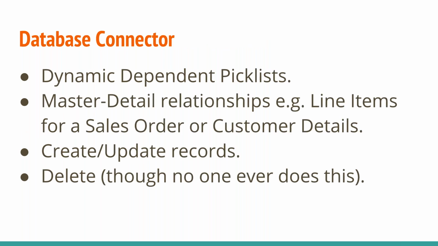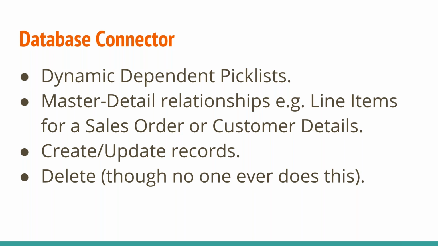So the first thing is, what are customers using the database connector for? We already talked about the first two things, dynamic and dependent pick lists, which are among the most common use cases. We're going to look at that. Master detail relationships. Examples are line items for a sales order, which is an example we're going to see, and then customer details. So I pick a customer, and want to see all the detailed information about that customer. This is an example that we'll try to see if we have time to take a look at as well, but if not, it's available on our website.